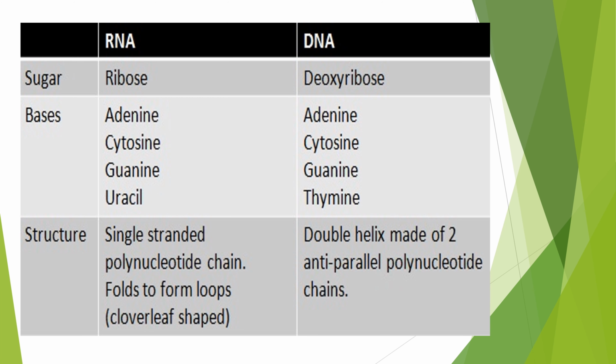The bases in RNA are adenine, cytosine, guanine, and uracil, whereas the bases in DNA are adenine, cytosine, guanine, and thymine. The structure of RNA is a single-stranded polynucleotide chain which folds to form a loop, and it gives a clover shape, rather a clover leaf shape.